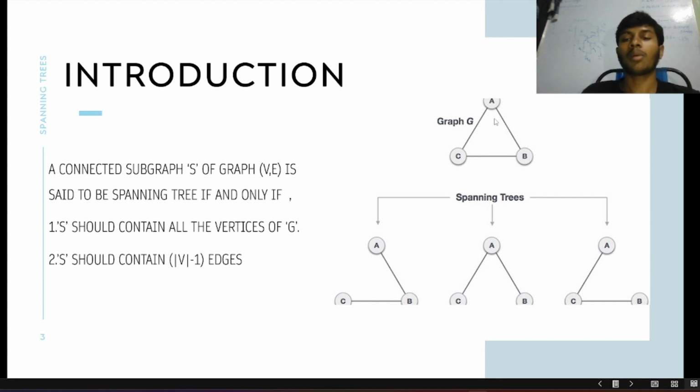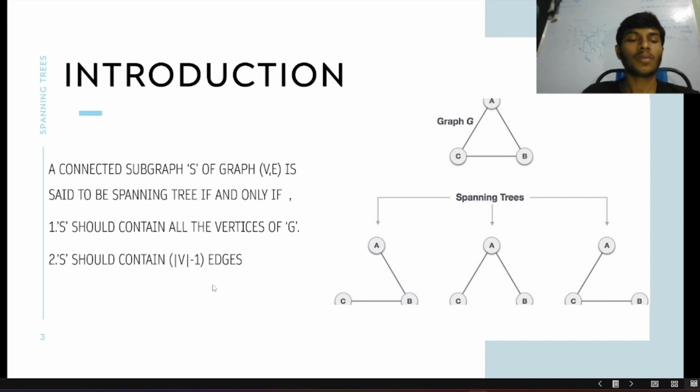Here you can see the example. The graph G has three vertices A, B, C, and three edges A-B, B-C, and C-A. Let's see the first condition: S should contain all the vertices of G. A, B, C. The first condition is true, all the vertices of graph G are in this subgraph, the spanning tree.